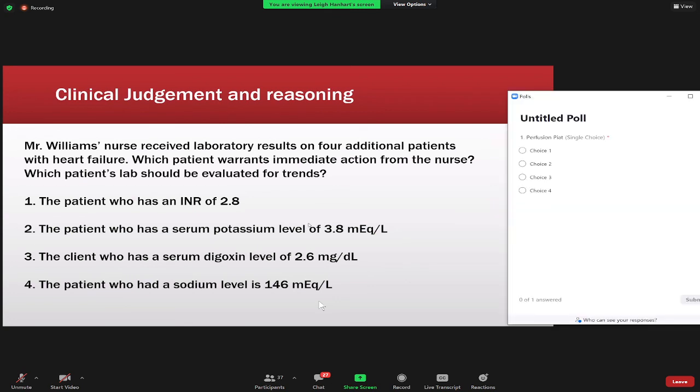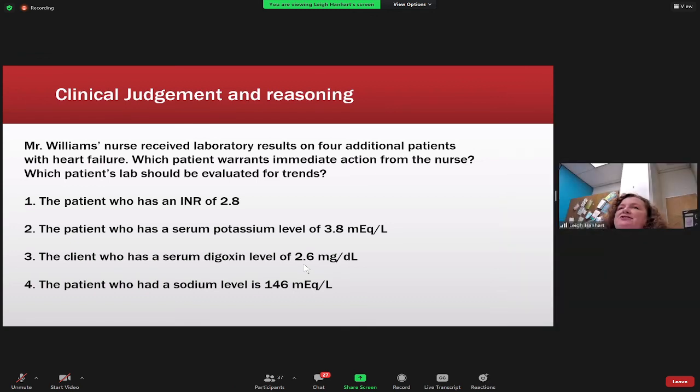So which one was the correct answer? Warfarin. Warfarin, okay. I don't understand. So which one is going to warrant immediate attention? Actually, this has 2 parts, so I'm going to end the poll because you can only put one.